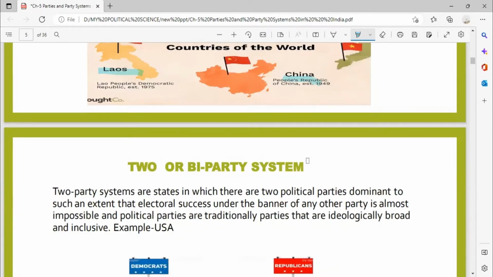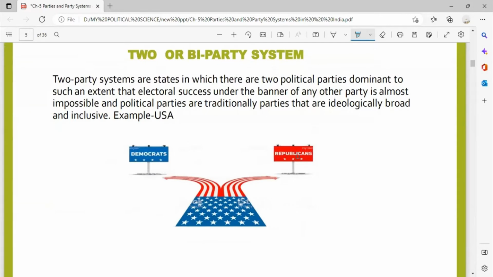Now, two or bi-party systems. There are two political parties dominant to such an extent that electoral success under the banner of any other party is almost impossible. And the political parties are traditionally ideologically broad and inclusive. For example, USA. In USA, we have Democrats and Republicans. Here, Democrats on this side, Republicans on the other.